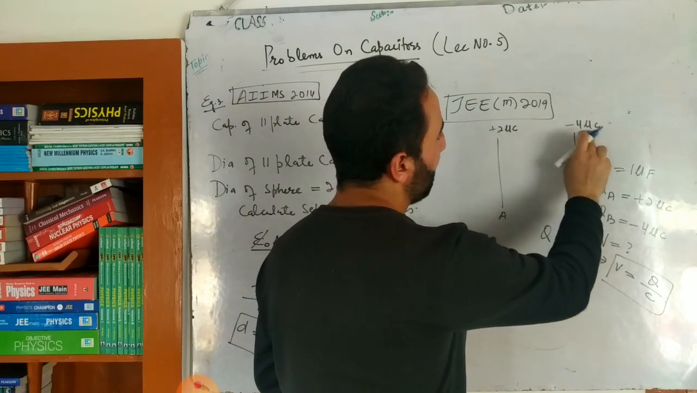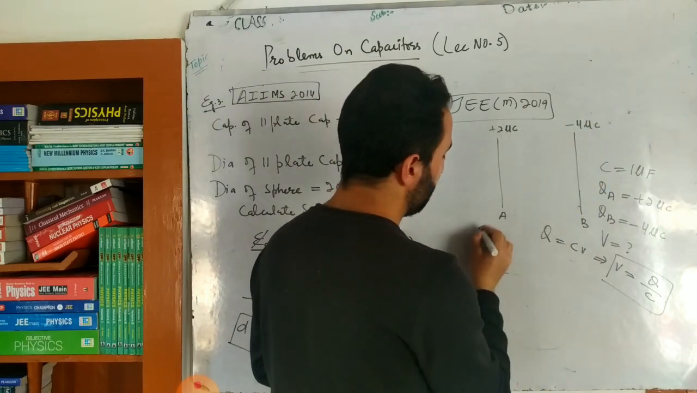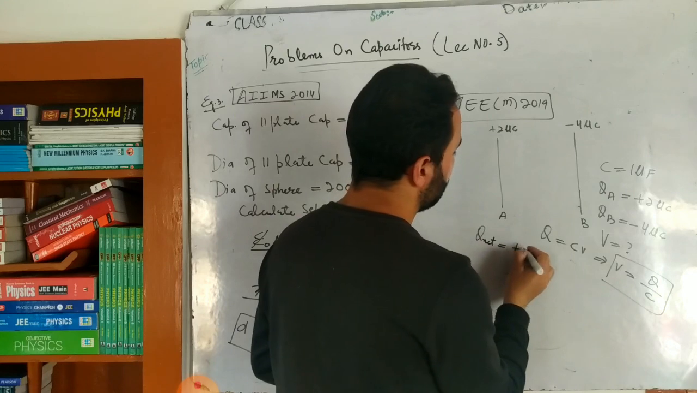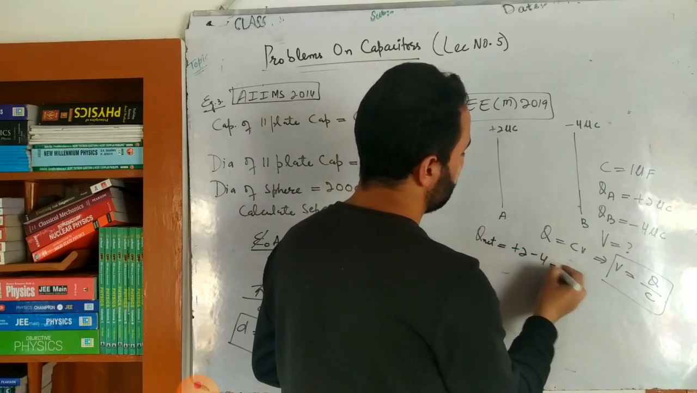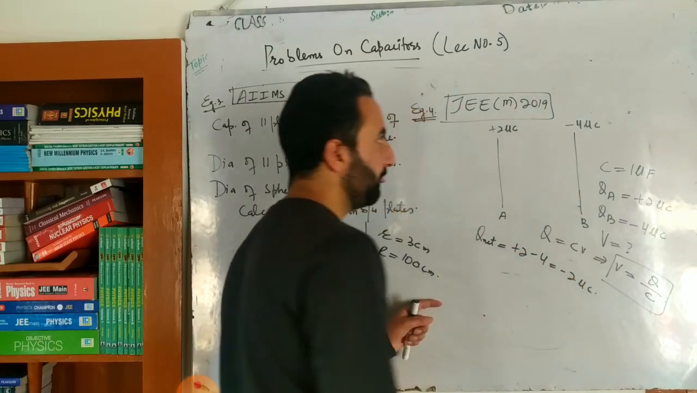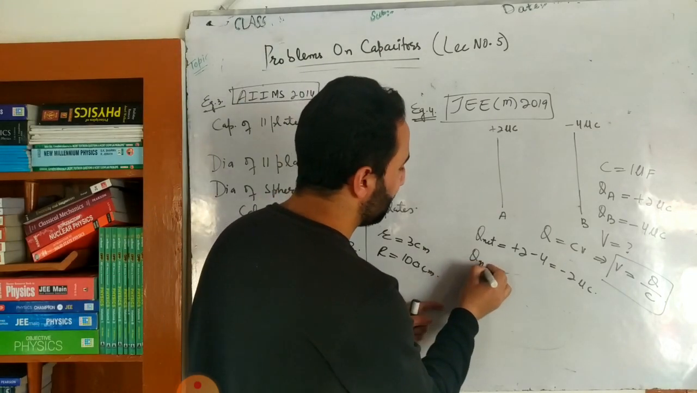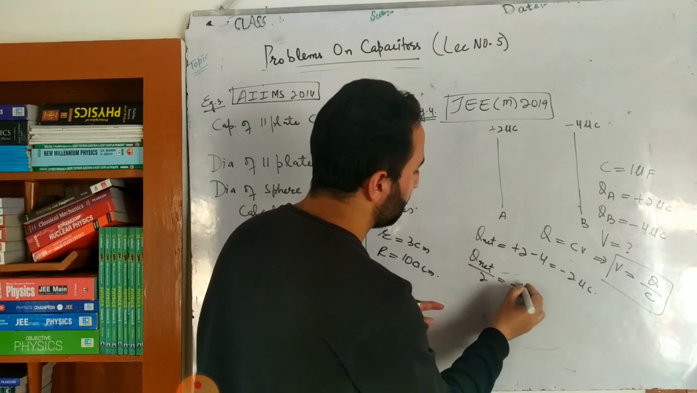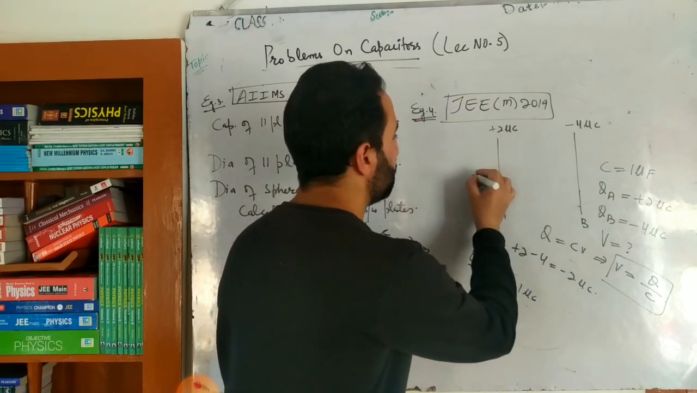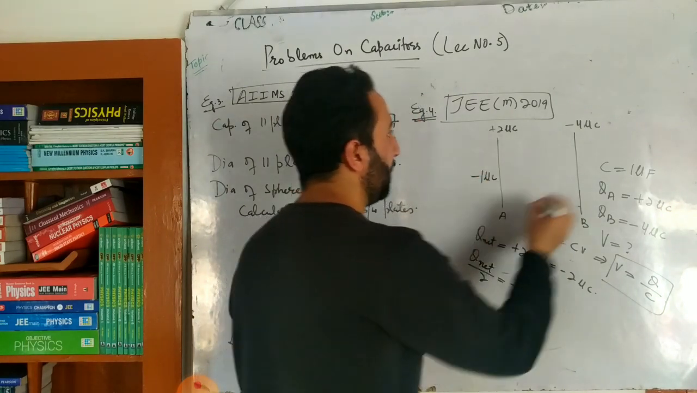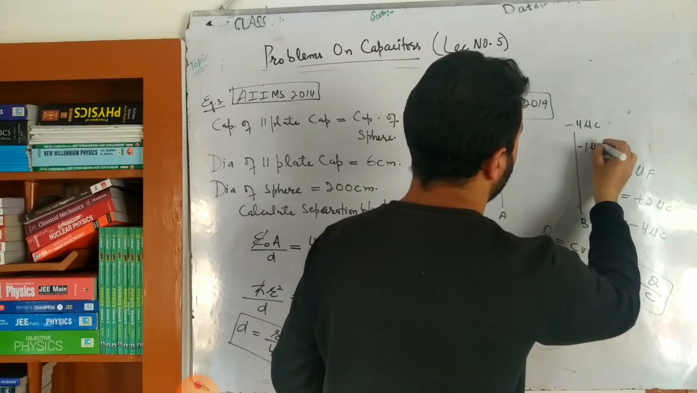Like this it is. So, minus 2 microcoulomb, minus 4 microcoulomb. What's Q net? Q net is equal to plus 2 minus 4, that's equal to minus 2 microcoulomb. Now what's Q net divided by 2? That's minus 1 microcoulomb. So how much charge will come here? Minus 1 microcoulomb. And here the charge is also minus 1 microcoulomb.